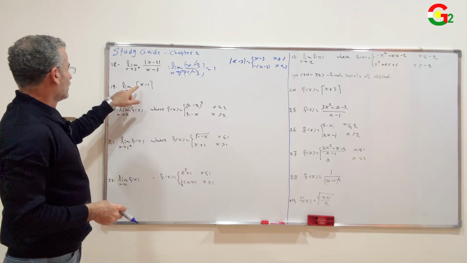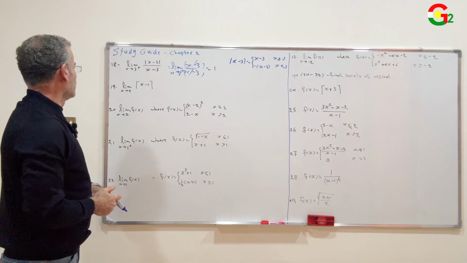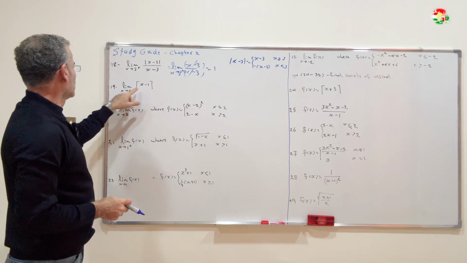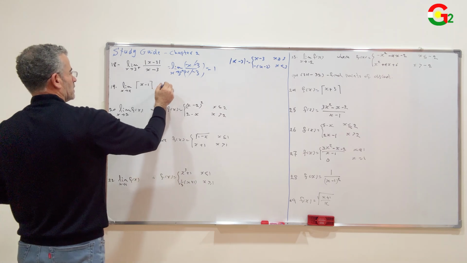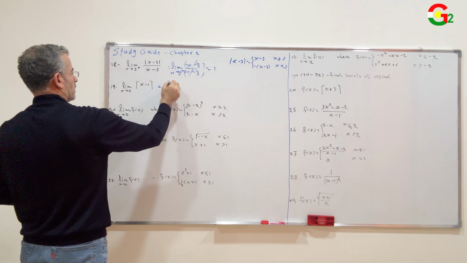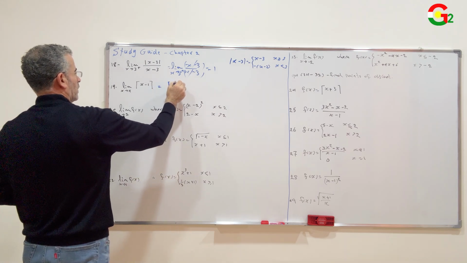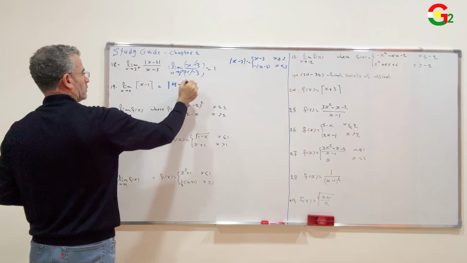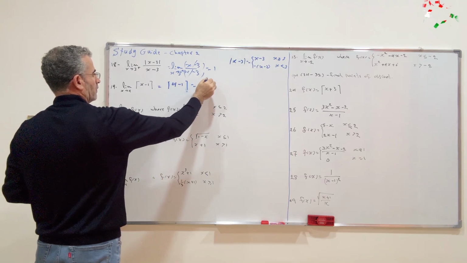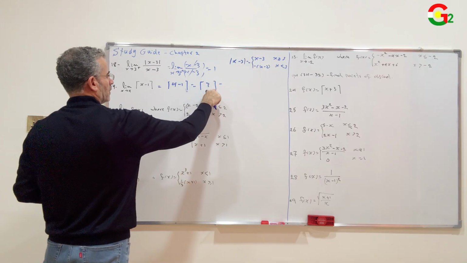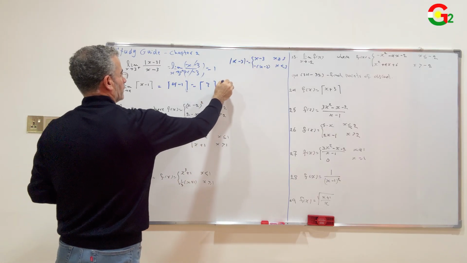Number 19: the greatest integer function of x minus 1 as x approaches 4. It is the greatest integer of 4 minus 1, equal to the greatest integer of 3, which equals 3.